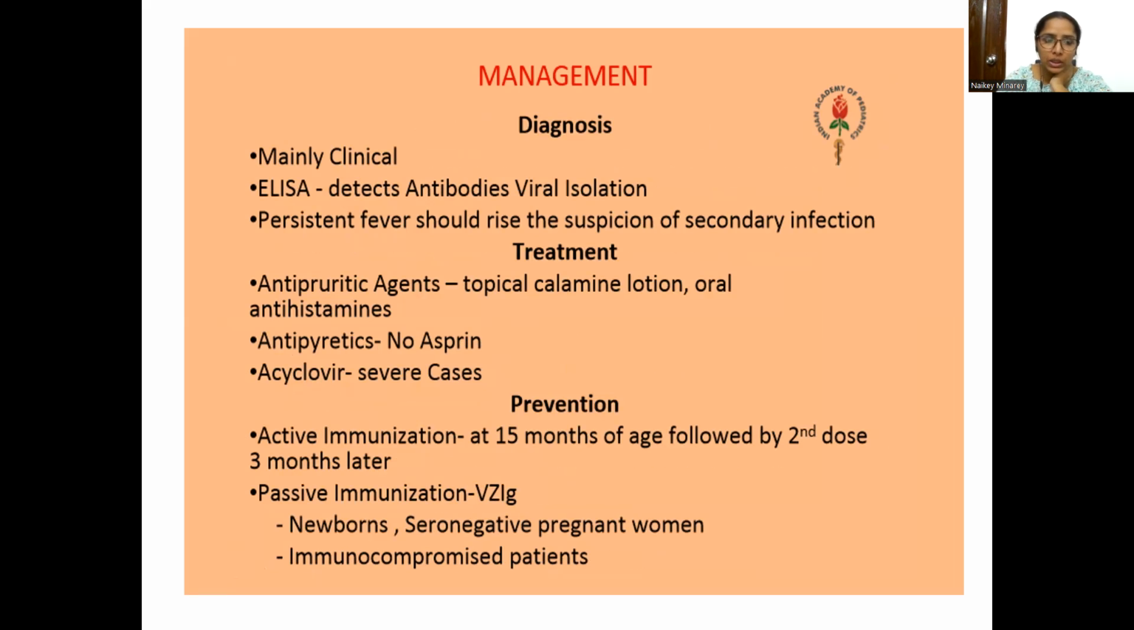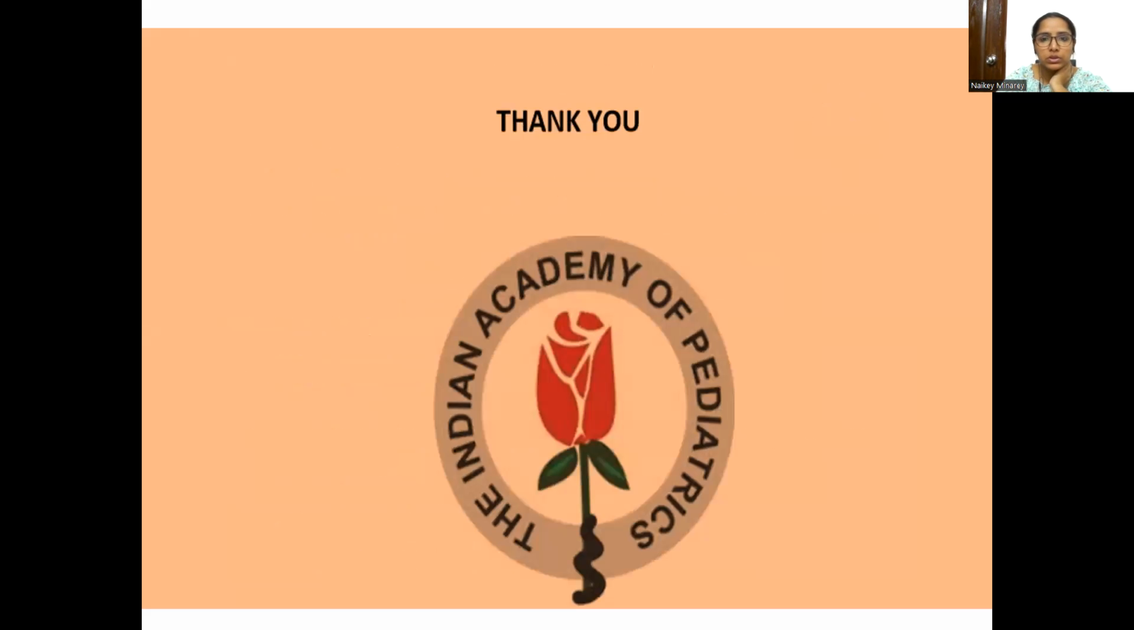ELISA can detect antibodies, or viral isolation can be done. Viral culture can be done, but it is a very long procedure to cultivate the virus. Treatment is mainly supportive. As an antipyretic, no aspirin should be given, as this can lead to bleeding. Acyclovir in severe cases, and antipruritic agents. Prevention is by immunization; passive immunization with immunoglobulins is for newborns, seronegative pregnant women, and immunocompromised persons. That's all.